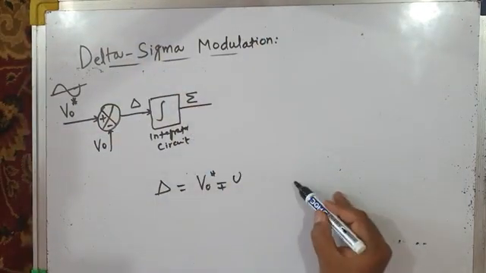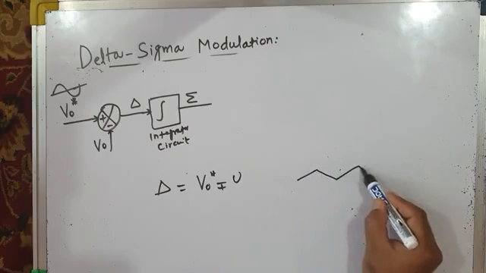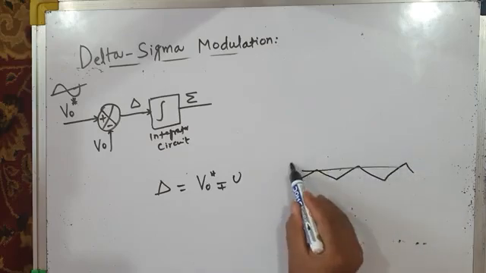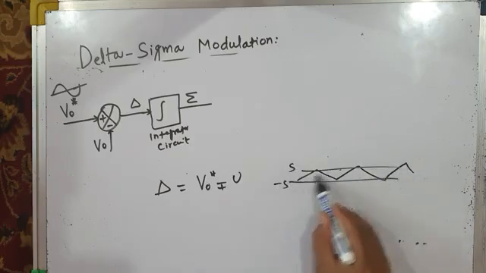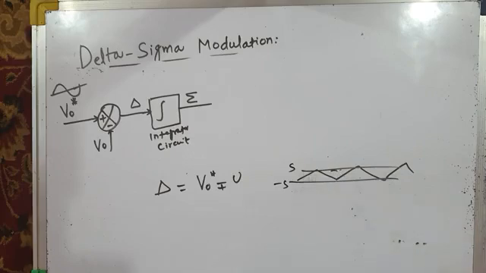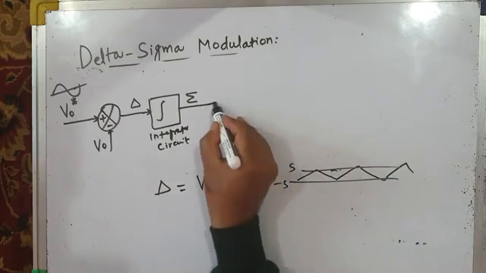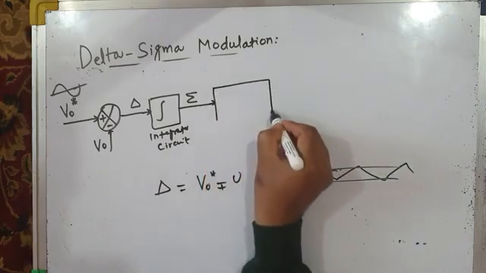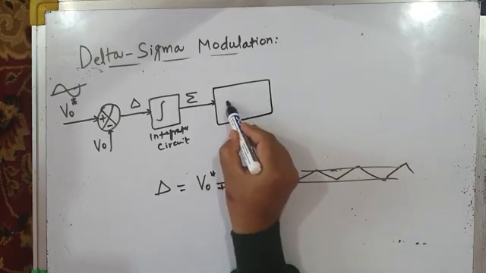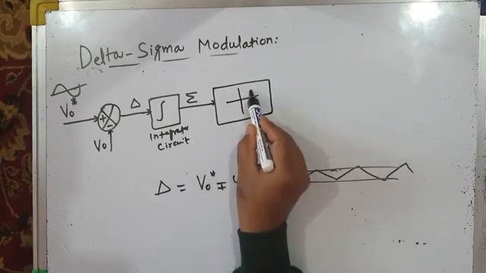And now, what is this sigma? Sigma is between plus S and minus S. We want it to remain between plus and minus S. How will we do that? We will give it to a hysteresis circuit, or hysteresis controller, which is like this.